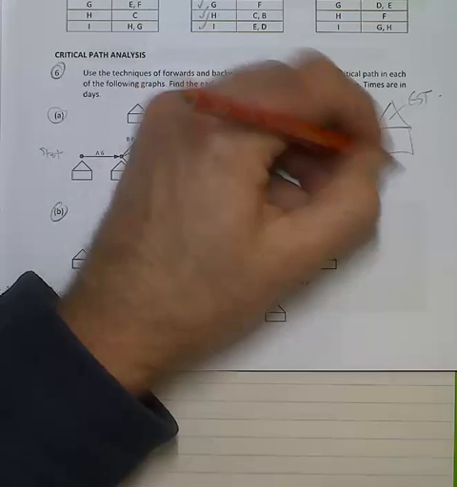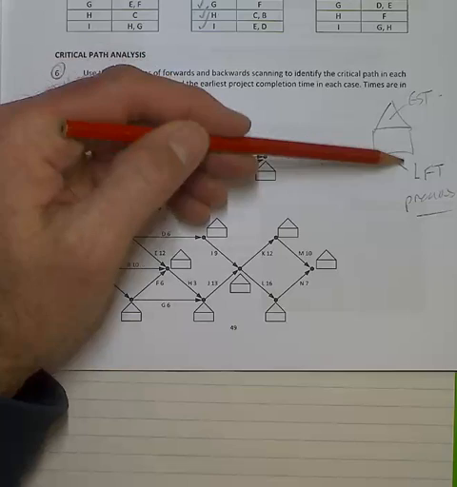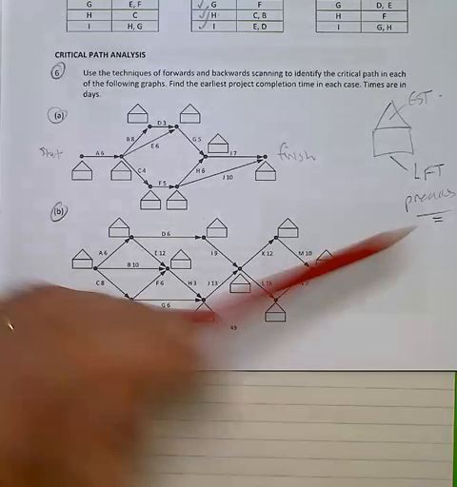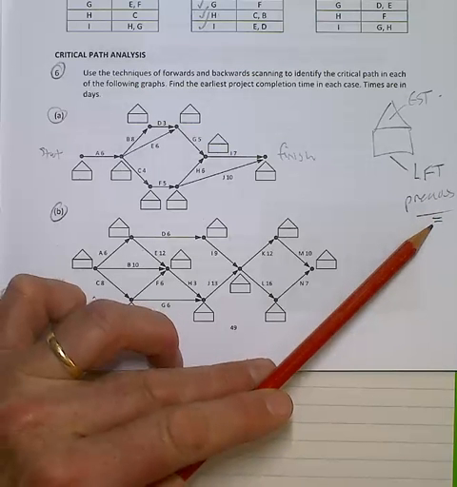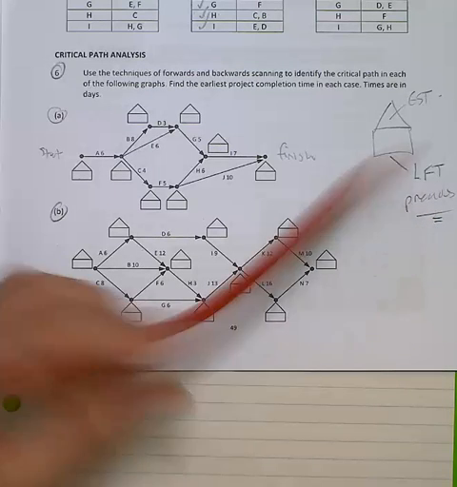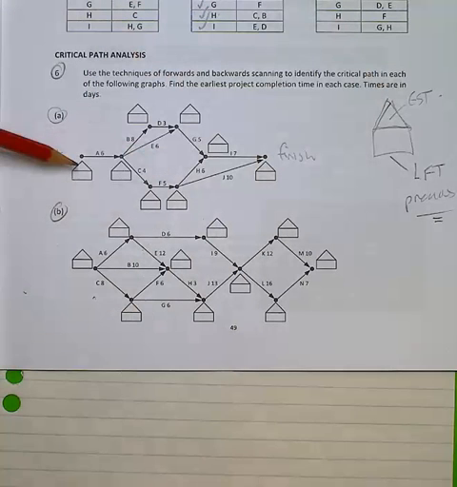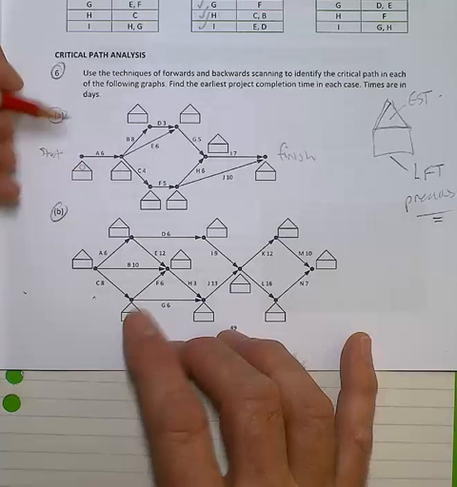I'll also be making use of the lower half. The lower half of the box becomes the latest finishing time of the previous activity. Now, please notice if we come to a junction, we must choose the smaller of the two options. You'll find that it's pretty easy to put the earliest starting time, and we do that in a process called forward scanning. Now, the whole thing starts at 0.